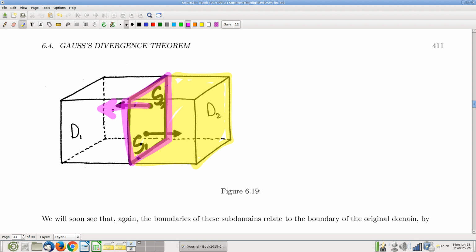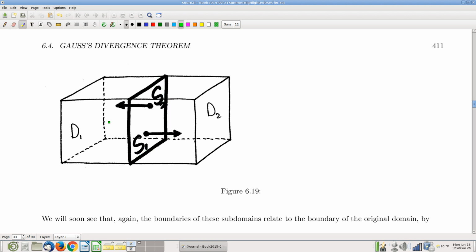So when you add up, we got two rectangular boxes here. Each box has 6 faces. That makes a total of 12 faces, right? But only one of those faces appears twice. That is this face.